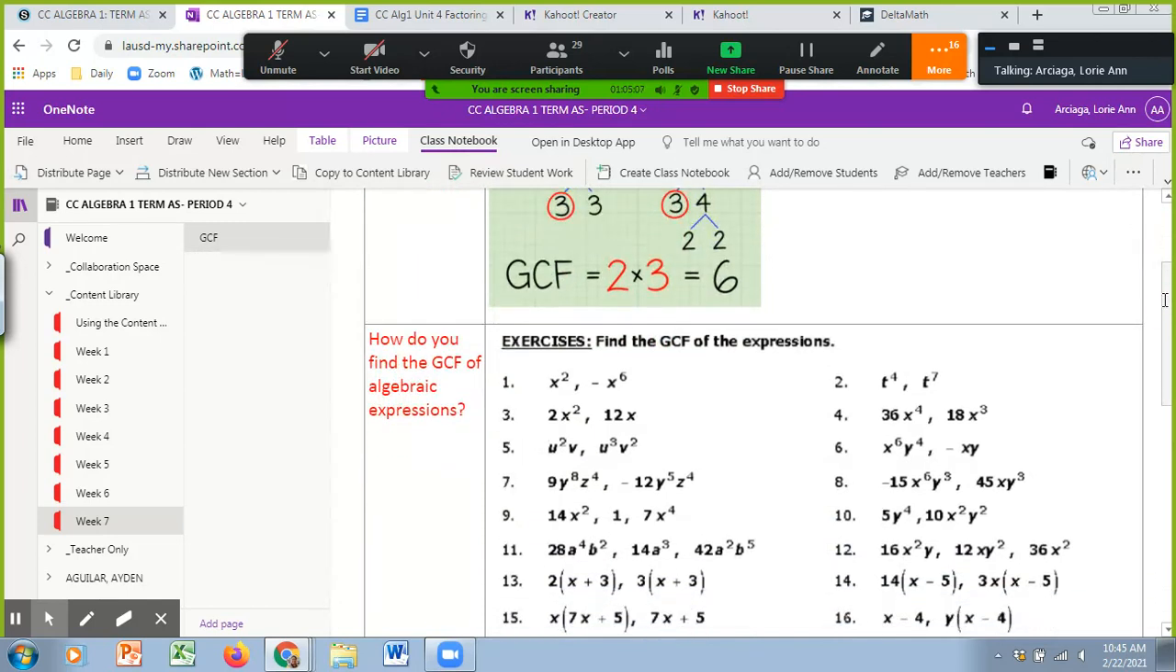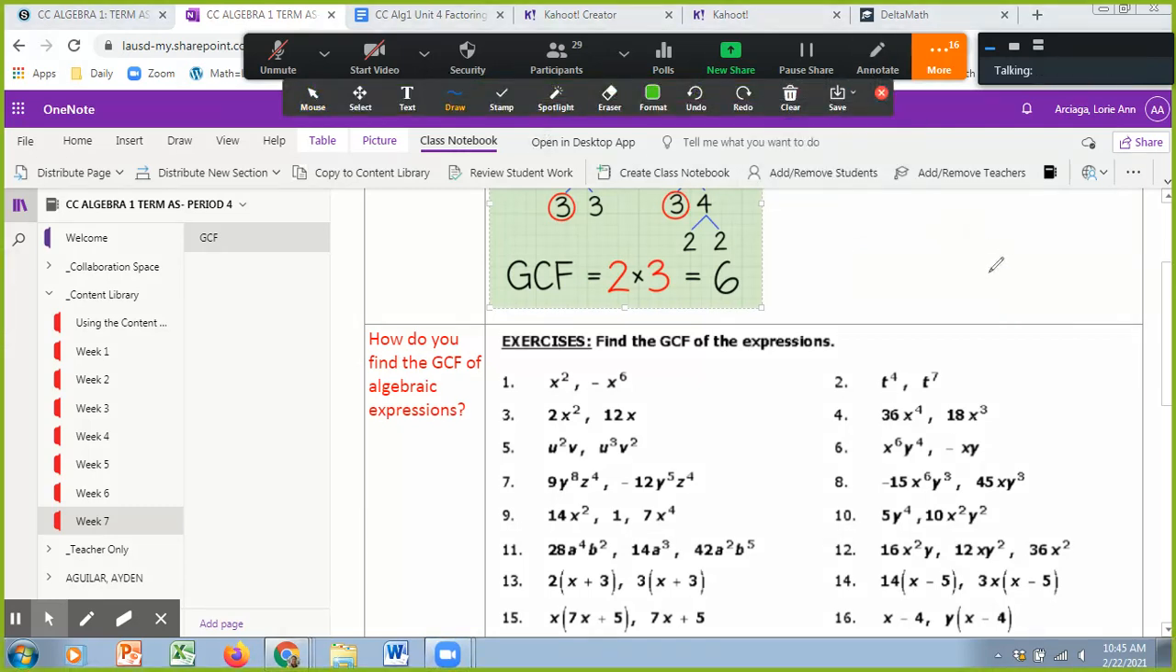I wish I could write. Oh my god, this is killing me that I cannot write. Okay, let me see if I can do this. Now does it write? Okay, here we go. Alright, so how do you do your extra credit? You're going to find GCF, but this time it's a little different. So I'm going to explain to you how you're going to do it first. You are going to find the GCF of expressions. So how do you do that?